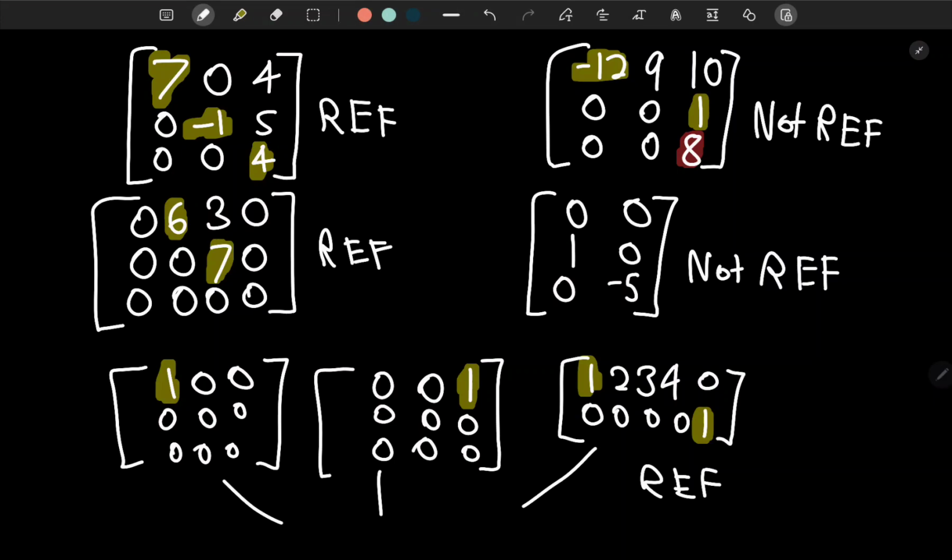So now let's see how we can convert a matrix into REF. Let's do a 3 by 3 matrix example. We have 1, 2, and 3, and we have 4, 6, 8, and then 0, 5, 3.